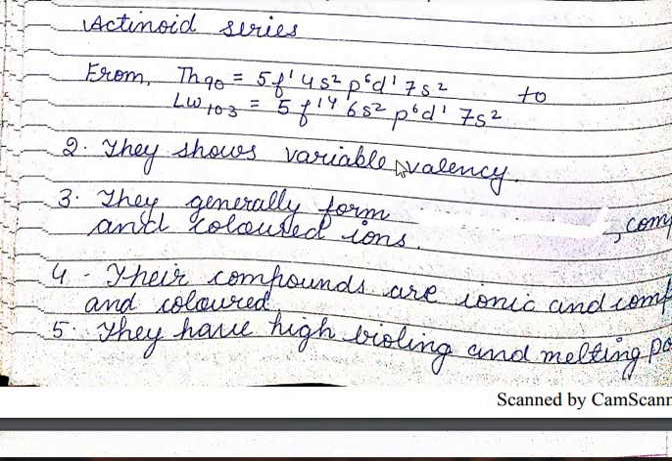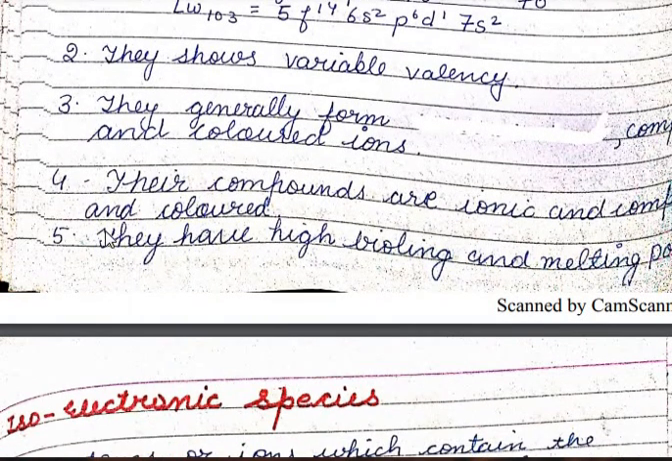2. They show variable valency. 3. They generally form complex and colored ions. 4. Their compounds are ionic, complex and colored. 5. They have high boiling and melting points.